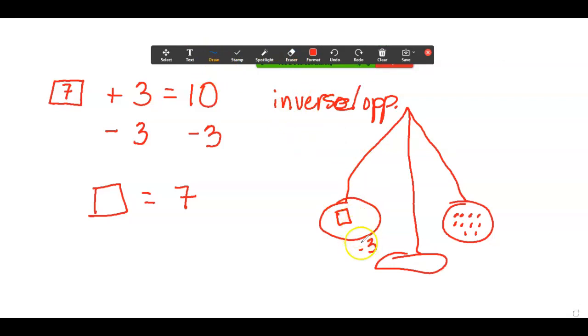Now, if I take away 3 from this side, I have to take away 3 from this side too. 1, 2, 3. And what I'm left with is 1, 2, 3, 4, 5, 6, 7. So I'm saying square equals 7. Okay? Now, we're going to do the same thing, only we're not using squares. We're using variables. So let's do this again.